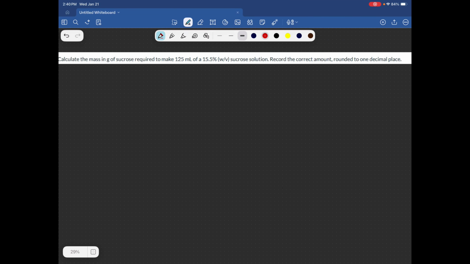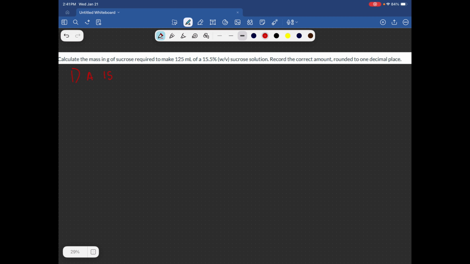All right, so this question says, calculate the mass in grams of sucrose required to make 125 ml of a 15.5% weight over volume sucrose solution. Record the correct amount rounded to 1 decimal place. So let's break this down into steps.